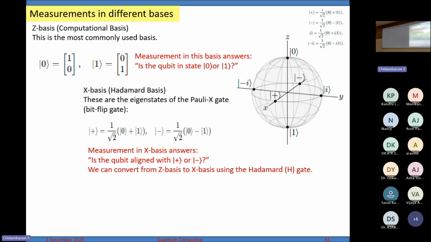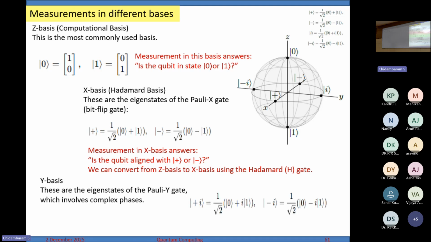Now, what would be the measurement in Y basis? You are asking the question, plus i or minus i, right? So measurement in Y basis is the answer whether the qubit is aligned with plus i or minus i. So measurement means you are measuring in which basis?